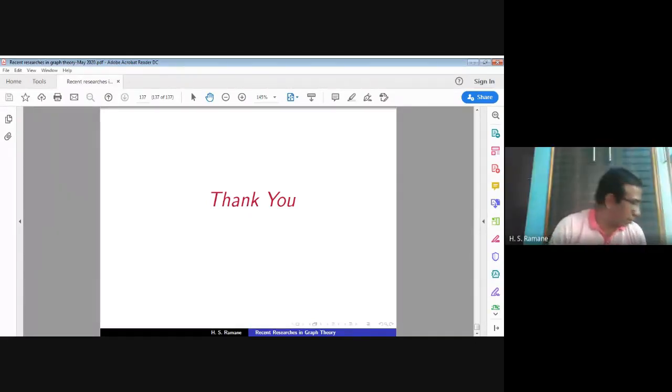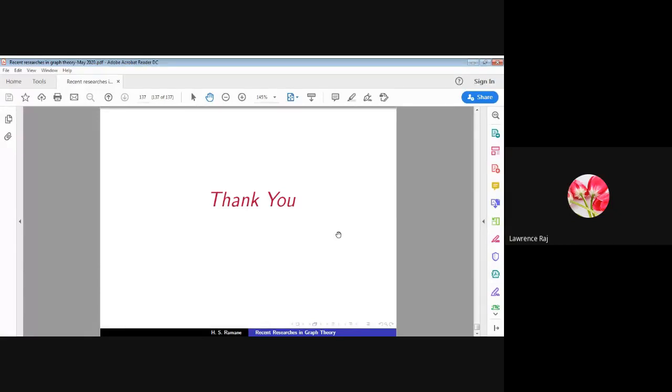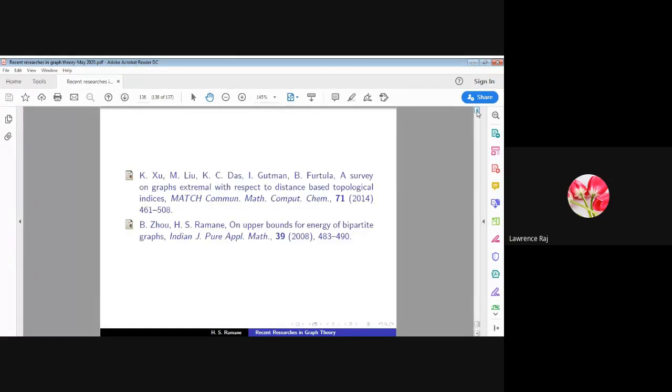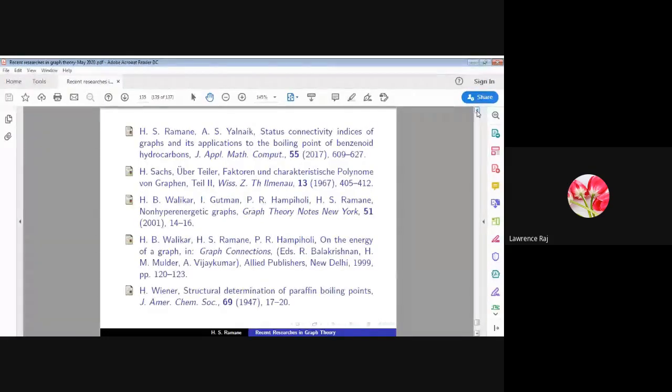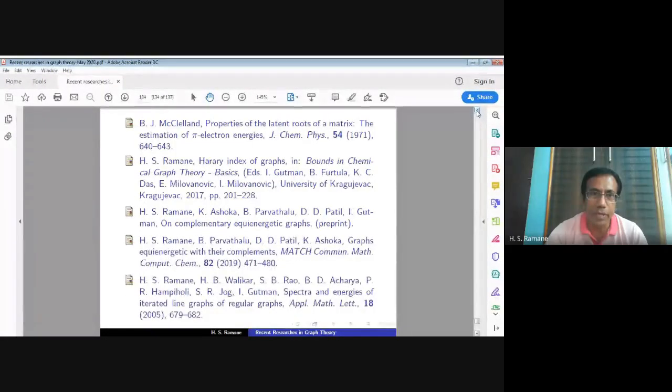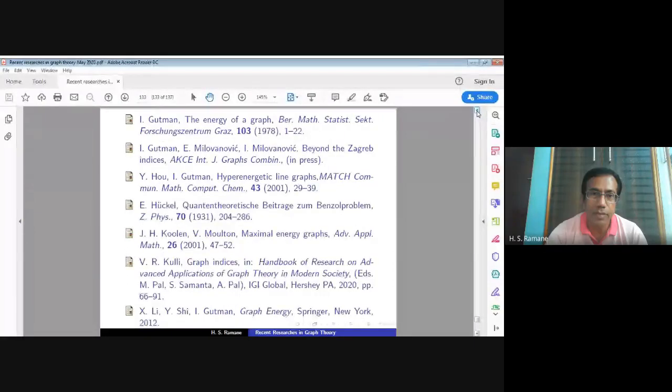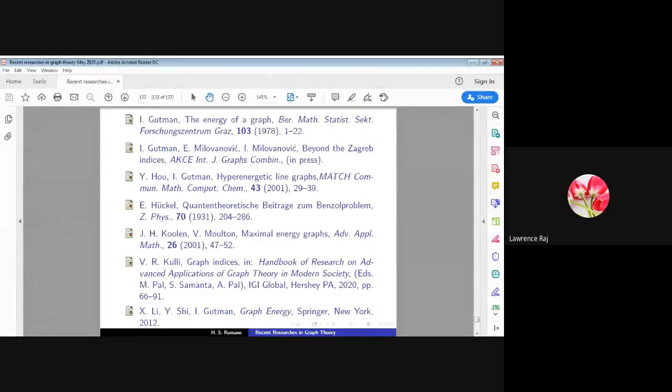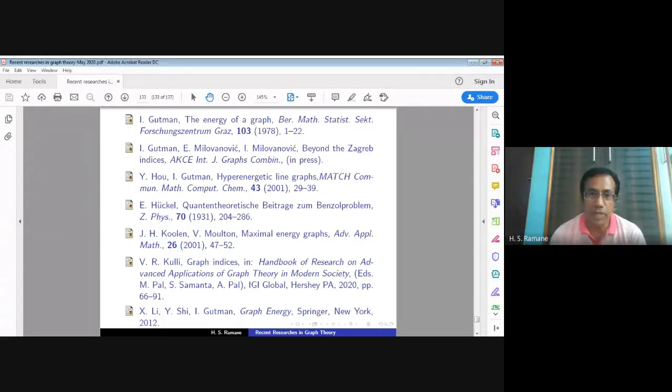For indices, a recent book is there. The Handbook of Research on Advanced Applications of Graph Theory in Modern Society.